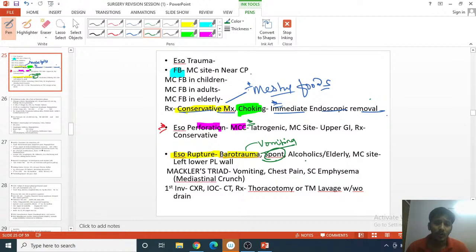Then it is more common in whom? It is more common in alcoholics and elderly. Why I am talking about this? Because question में mention किया जाएगा, okay, an alcoholic or an elderly with repeated vomiting episodes now presents with these symptoms, okay. So mostly mediastinitis के symptoms हो सकता है, okay, respiratory distress वगैरह हो सकता है. So please remember all these symptoms the patient will present with, and the patient would most commonly be an alcoholic or an elderly patient जो vomiting episodes के साथ present करेगा.